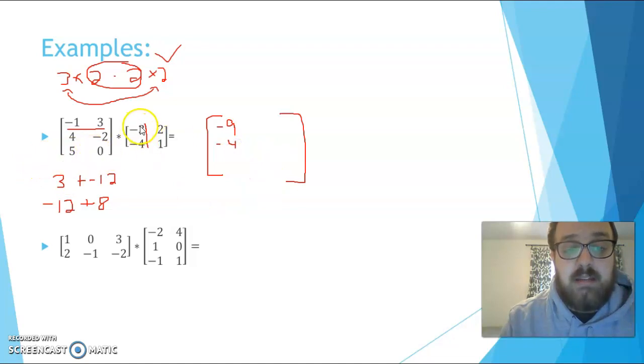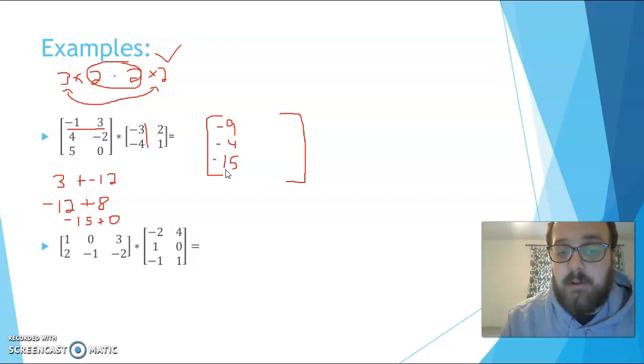Row 3 times column 1, 3, 1 would be the element right here. 5 times negative 3 is negative 15. 0 times negative 4 is 0. And negative 15 plus 0 is negative 15. Do you guys see how I'm getting that number?